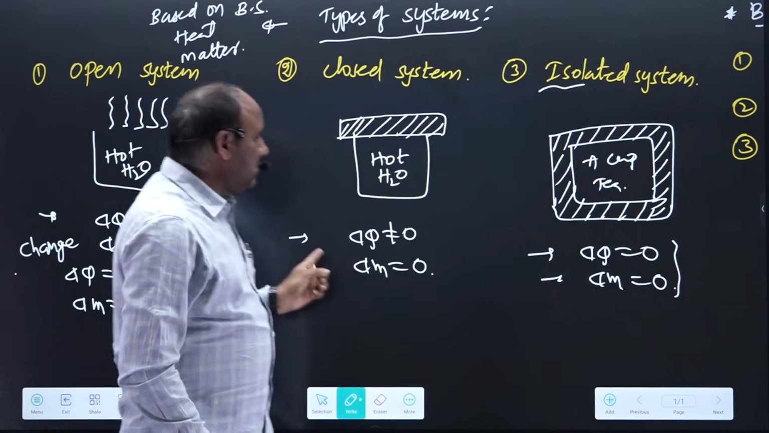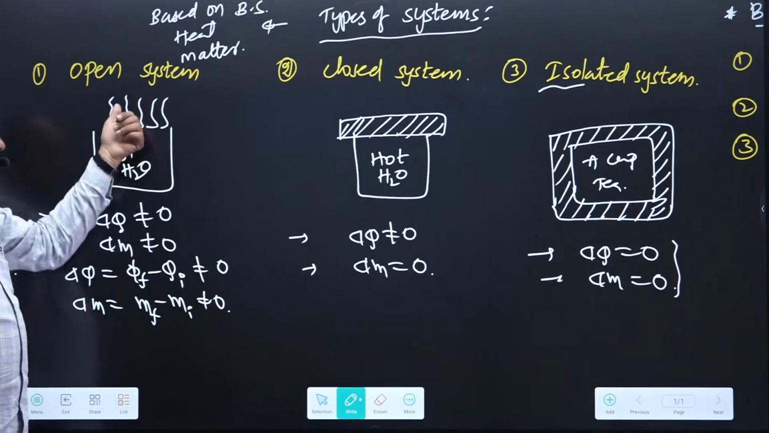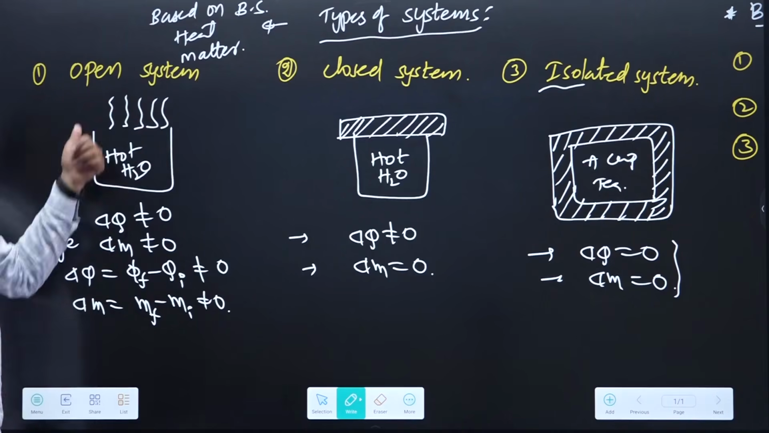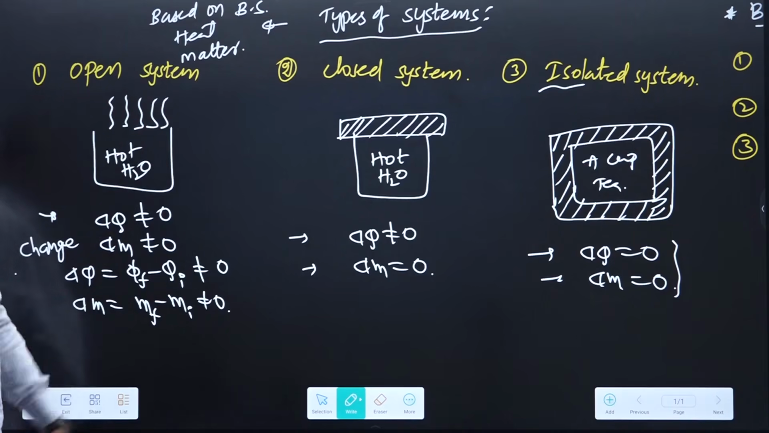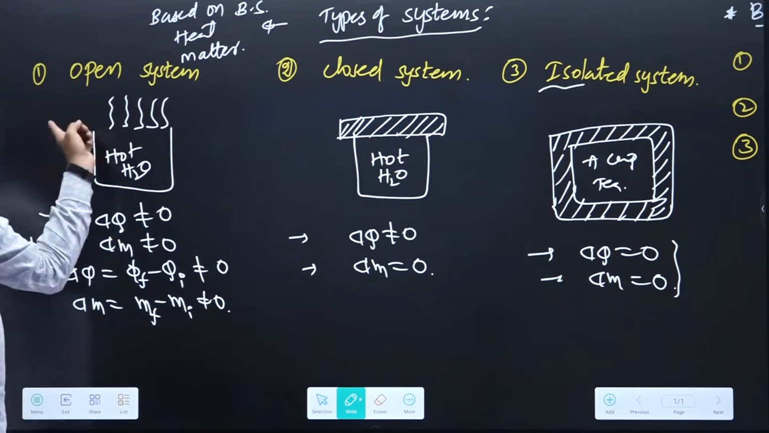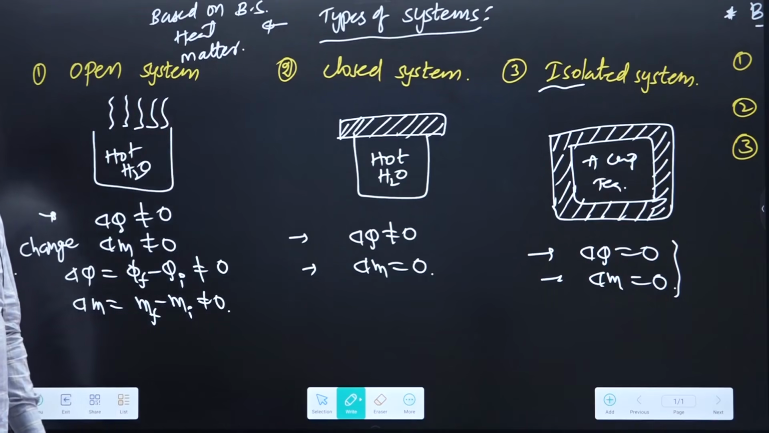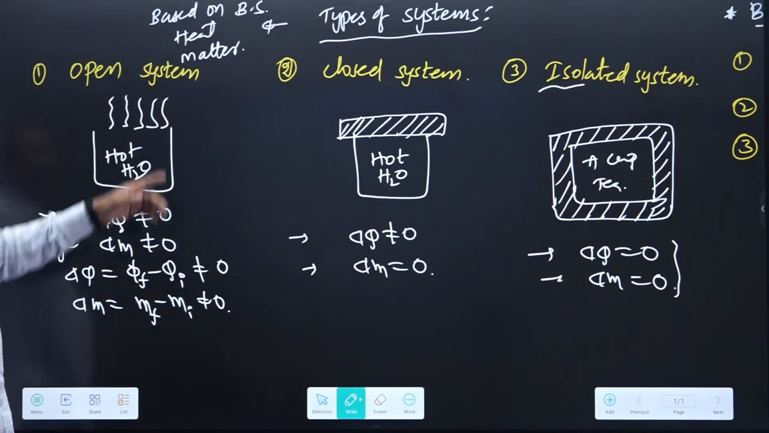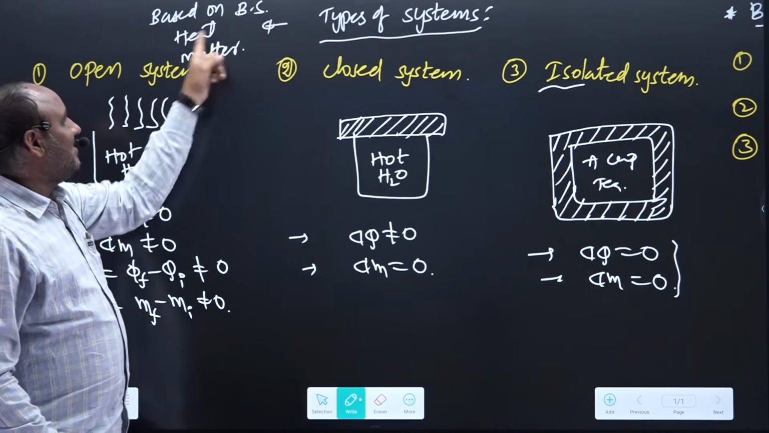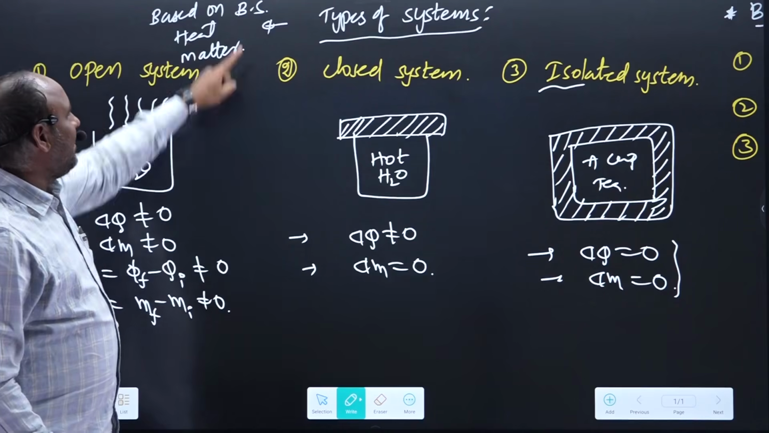These are the 3 types. First put the heading open system, write the definition, and write the examples and conditions. Then after that, closed system and isolated system. Just put the heading open system, right? Yes, any doubt? Based on boundary surface, heat and matter, right? So these are the 3 terms.